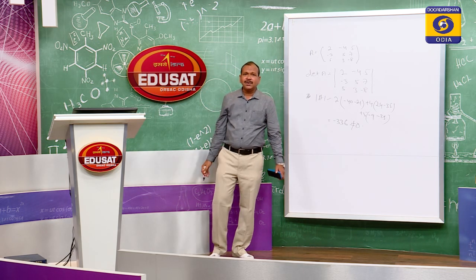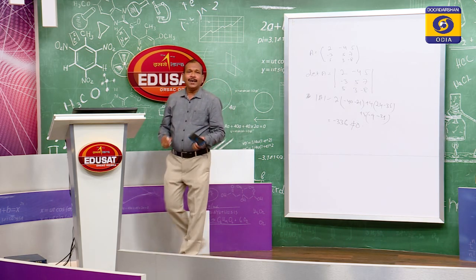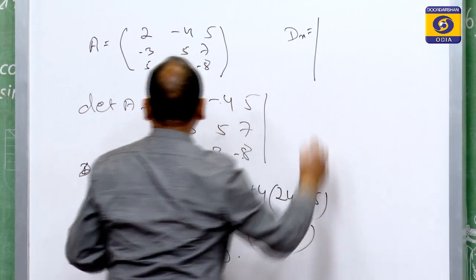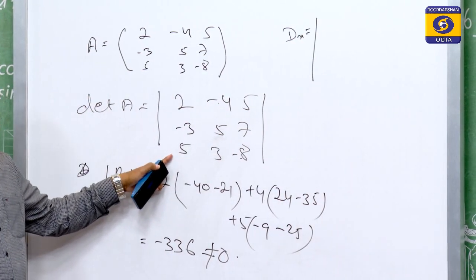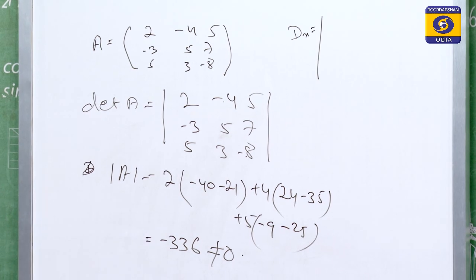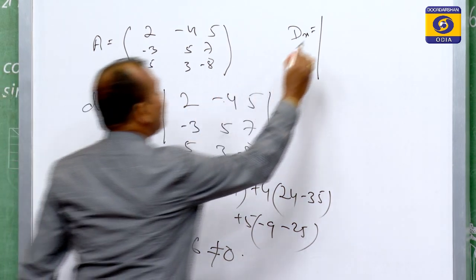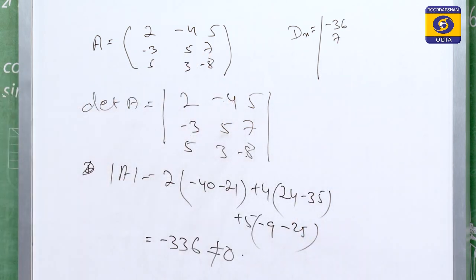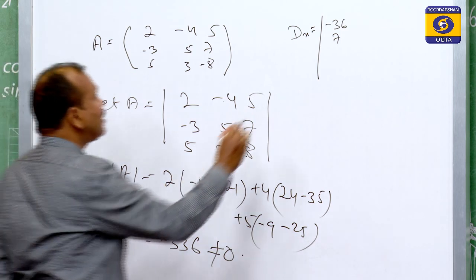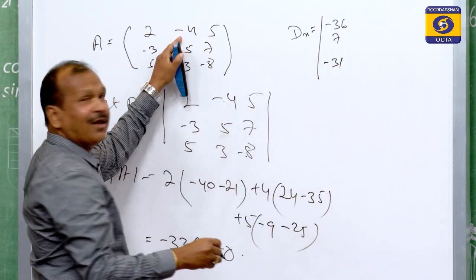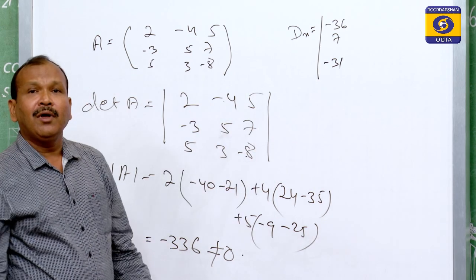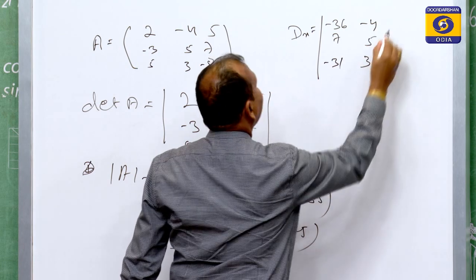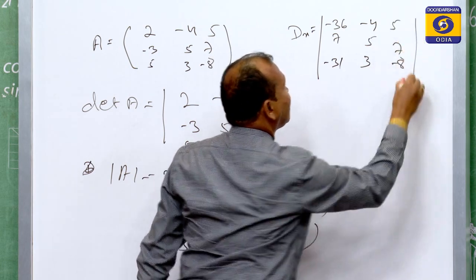Then the second step is to find dx, dy, dz. Then dx becomes, replacing the first column by the constants. Then we have minus 36, 7, minus 36, 7, minus 31, minus 31. The second column and third column remain the same, that is minus 4, 5, 3, 5, 7, minus 8.